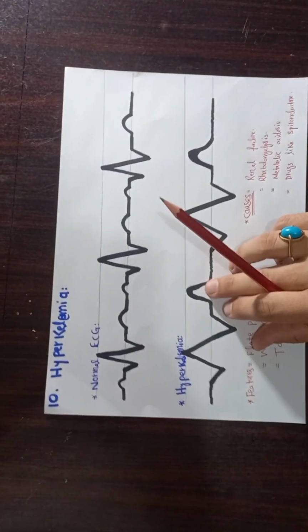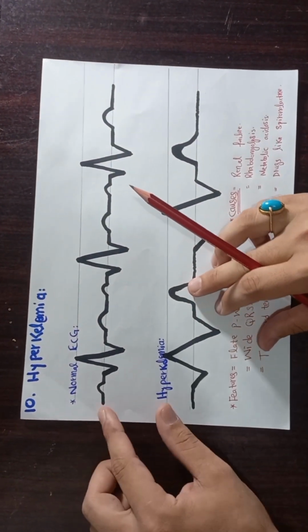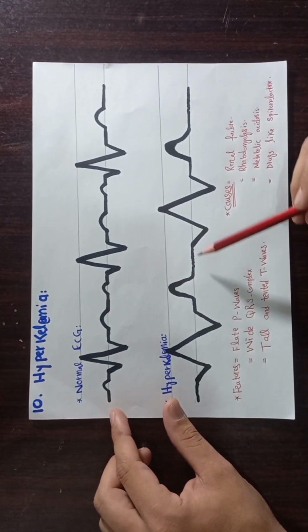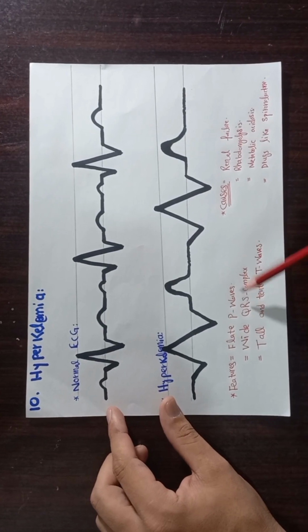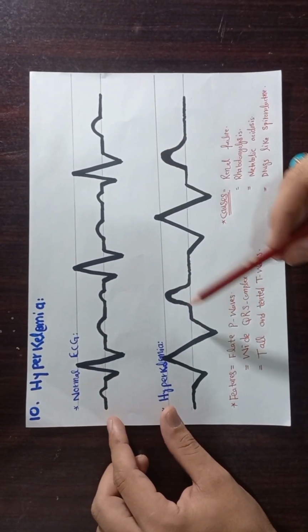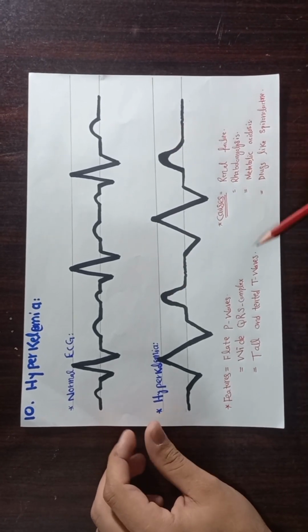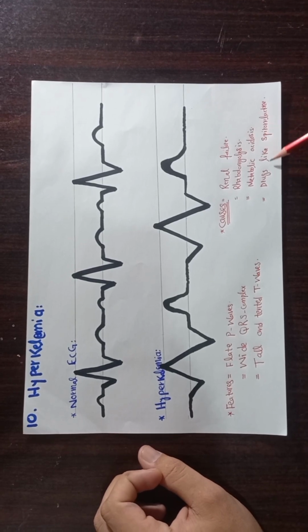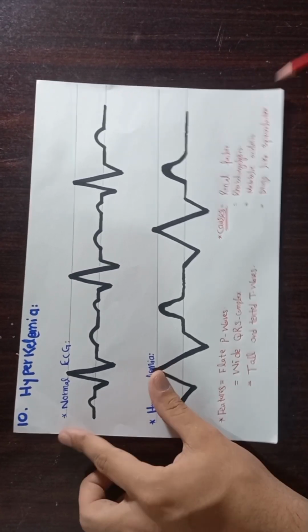And there are two cases of potassium disturbances. First of all, hyperkalemia. In hyperkalemia there is no P wave and there are wide QRS complexes. We can compare this with the normal ECG, and there are tall and tented T waves. The causes of hyperkalemia are renal failure, rhabdomyolysis, metabolic acidosis and drugs like spironolactone.